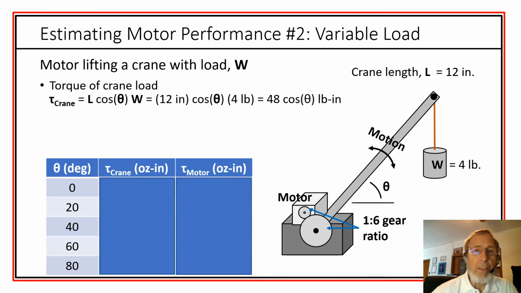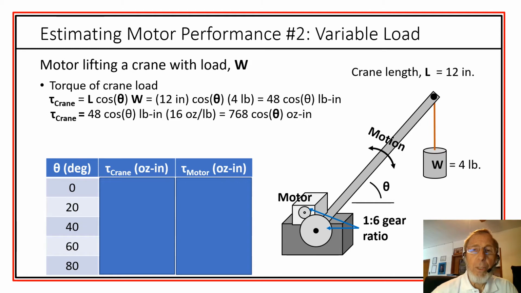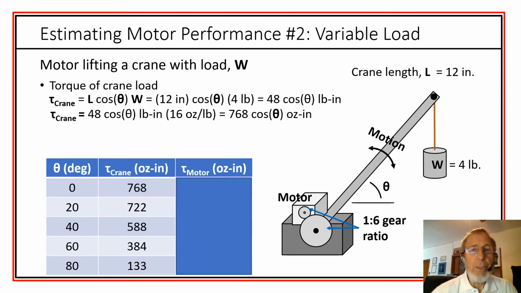We can calculate that as the lever arm is L times cosine of theta. Multiply that by the weight. That then gives us 48 cosine theta pound-inches. Now if we want that in ounce-inches, we multiply by 16, which gives us 768 times cosine of the angle in ounce-inches. So that means we can complete this table and show what the ounce-inches, the torque load, is as that angle changes.